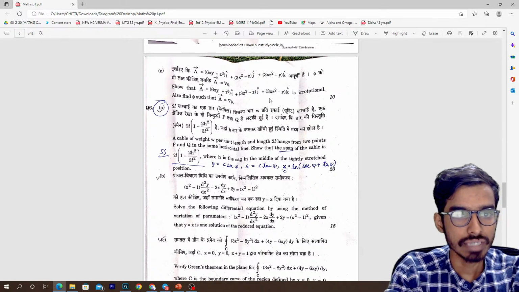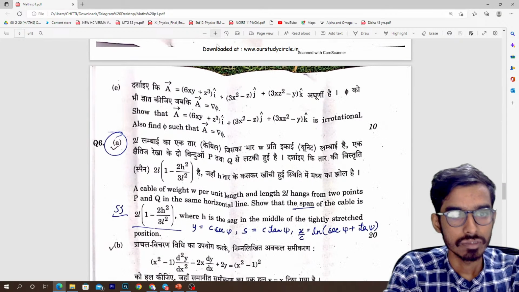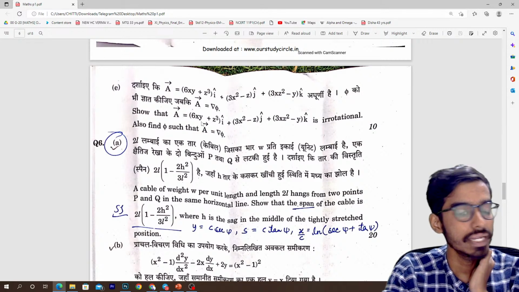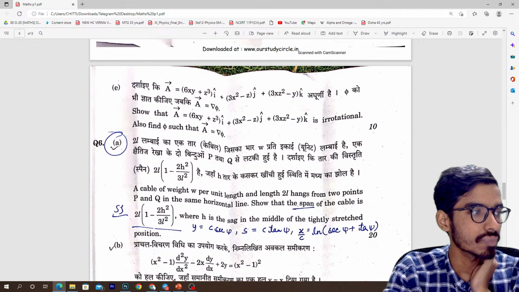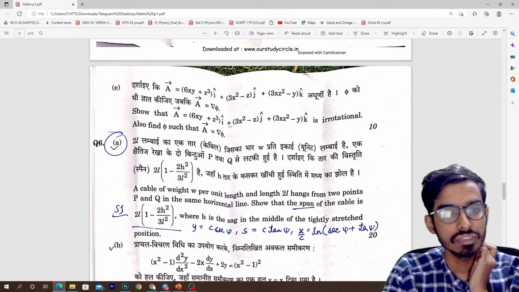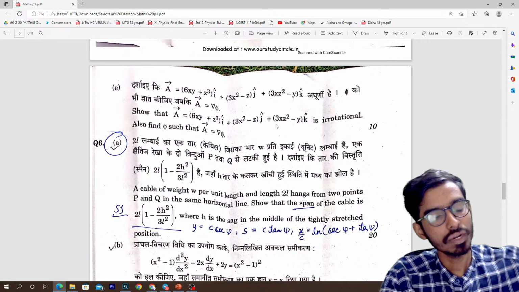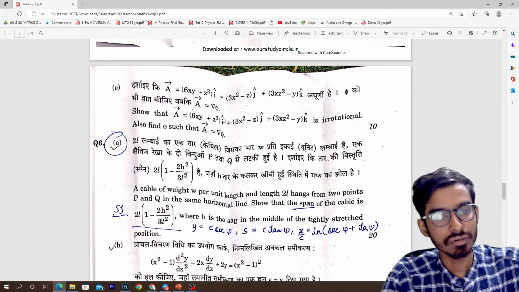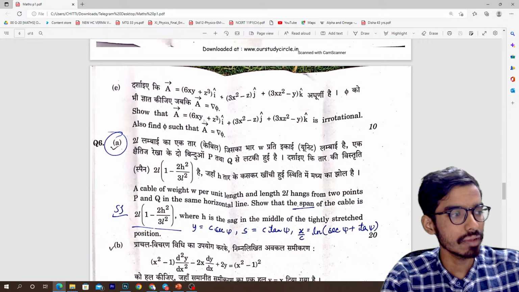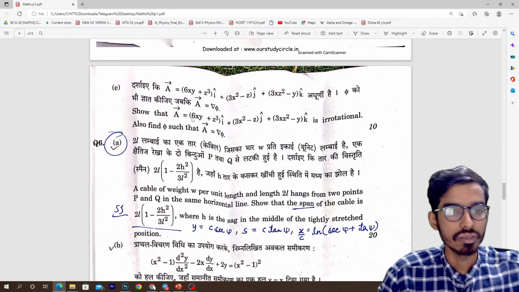Yes, now we'll solve this problem. We need to show that the vector A is irrotational and find phi if del phi is this. They are given del phi, and you need to find phi. First we need to show this is irrotational. For irrotational, we need to show del cross A is 0, and we need to find phi such that del phi is this. They are given del phi to be a vector, the same problem that we have done. So we'll do this.